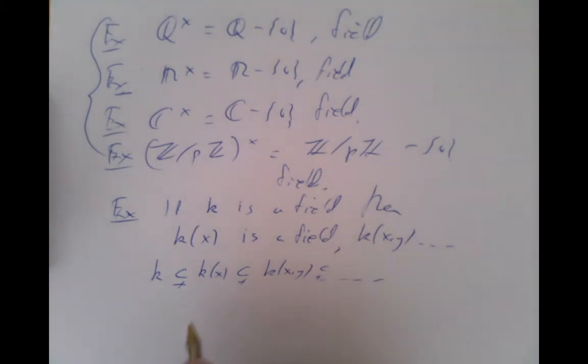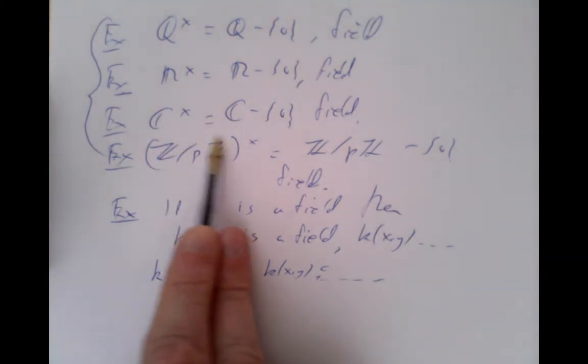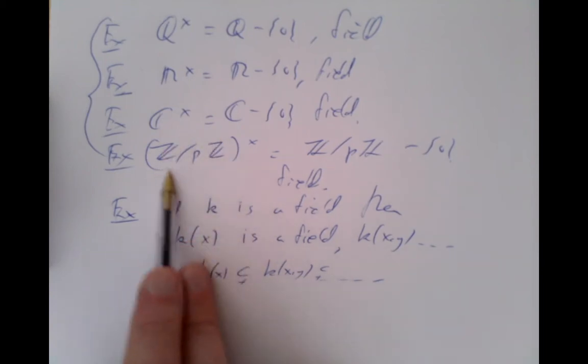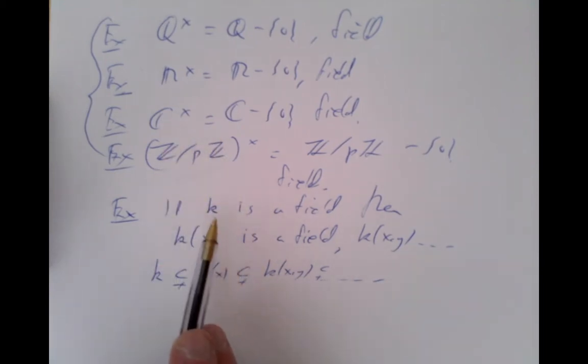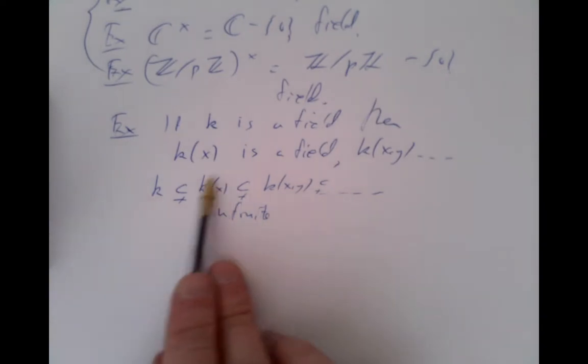Not only that, but even if this was, say, a finite field, like Z mod P Z, there are finitely many elements inside this field. The remainders mod P form a field with only finitely many elements. Even if that were finite, this is still infinite. This is always infinite. It always has x, x squared, x cubed, and so on. Although all of those are linearly dependent expressions, this is always infinite.